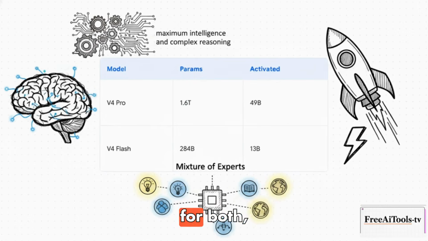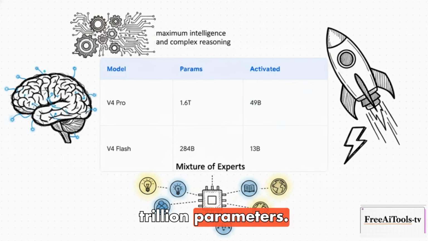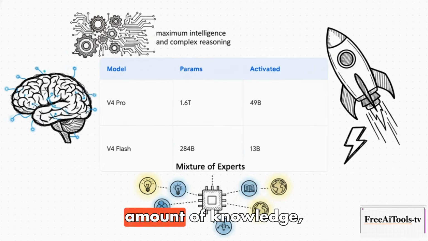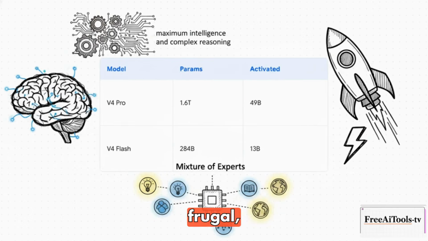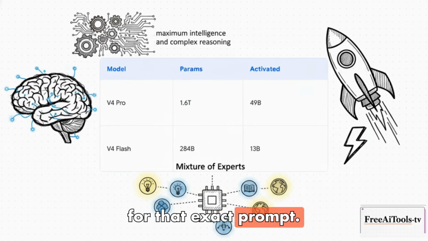Now, their secret weapon for both? It's something called a mixture of experts architecture. Basically, the model doesn't use all its brain power at once. For any given task, the Pro model only activates about 49 billion of its 1.6 trillion parameters. So it stores this enormous amount of knowledge, but it's super computationally frugal because it only routes your data to the specific experts it actually needs for that exact prompt.